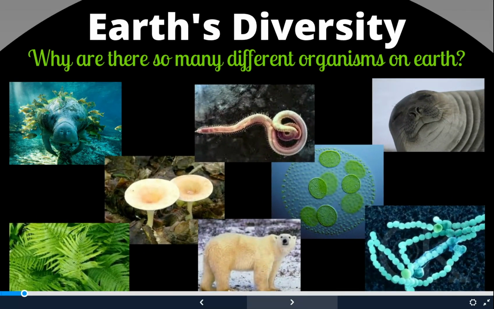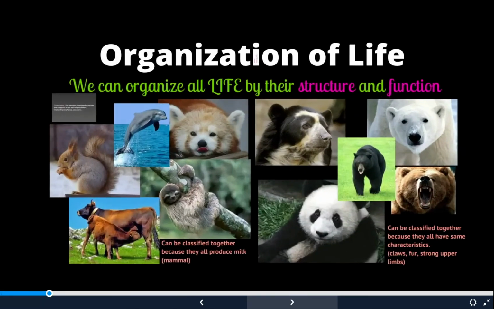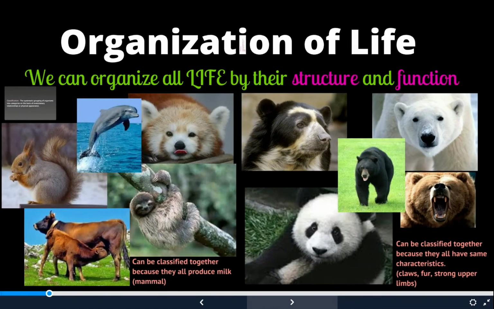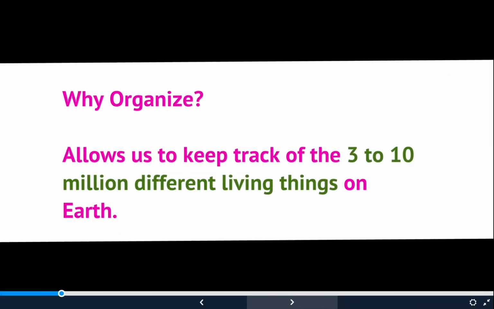Earth's diversity. Why are there so many different organisms on Earth? Earth's unity. Why do some of these different organisms have similar characteristics? Organization of life. We can organize all life by their structure and function. Why organize? Because it allows scientists and people to keep track of the 3 to 10 million different living things on Earth.